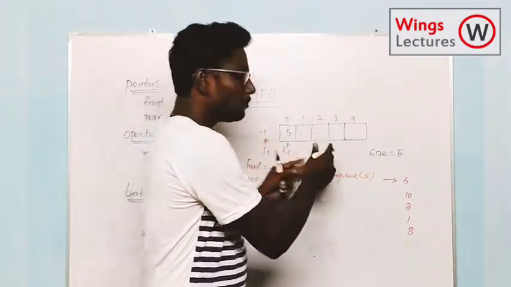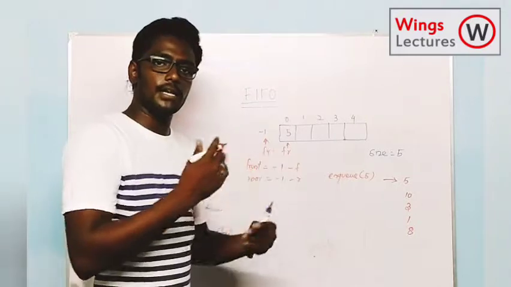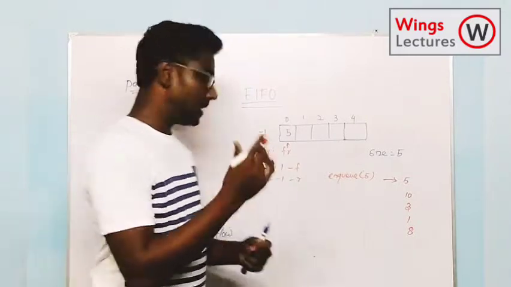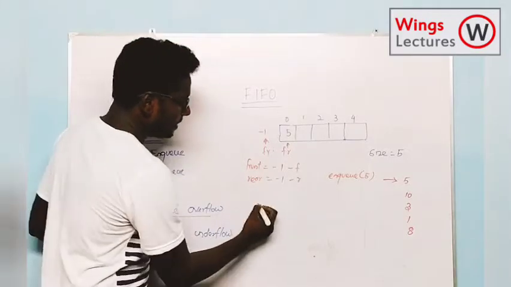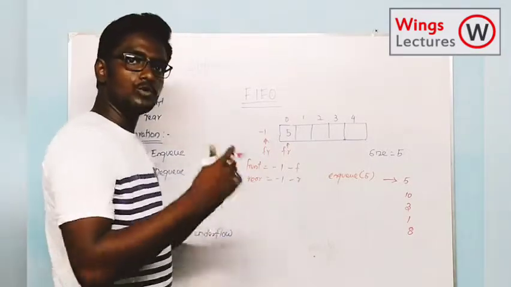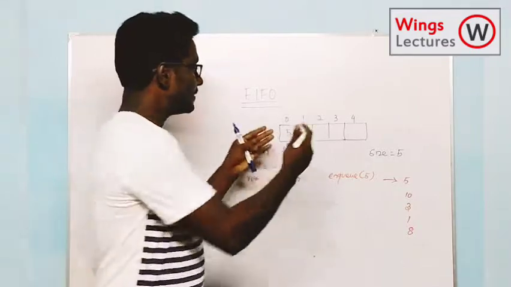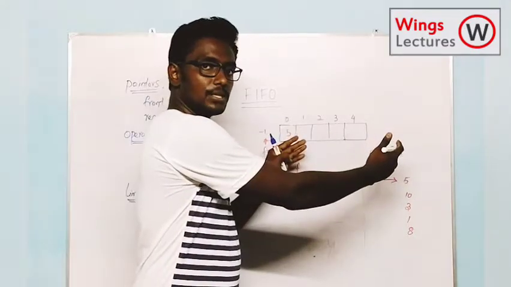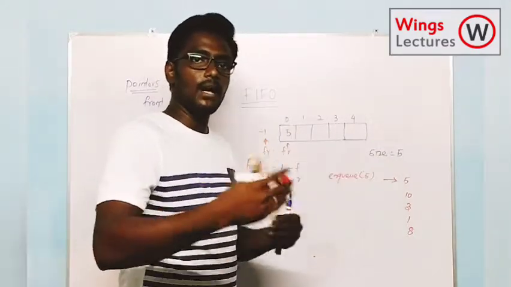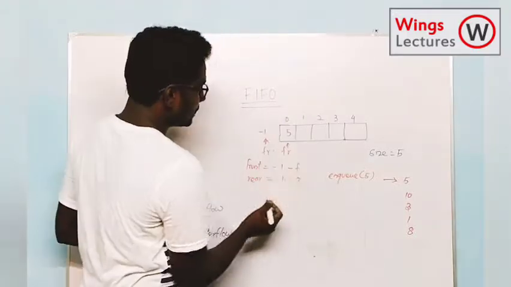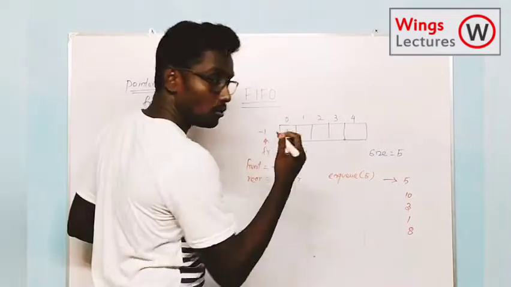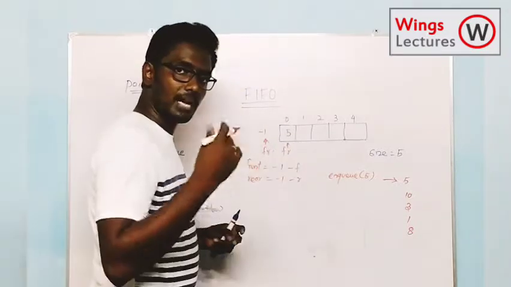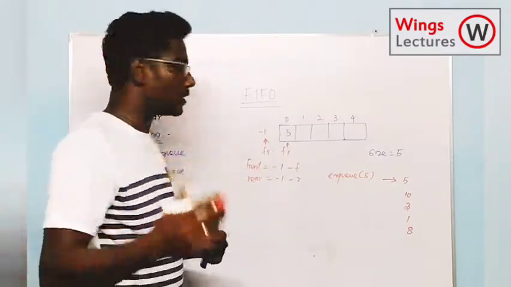For insertion, the limitation I'm going to check is whether the queue is overflow or not. If the queue is overflowing, there is no space in the queue, so I can't insert new data further. So first I have to check. When I do the implementation, I will explain the limitations in depth: what is stack overflow, queue overflow and queue underflow.